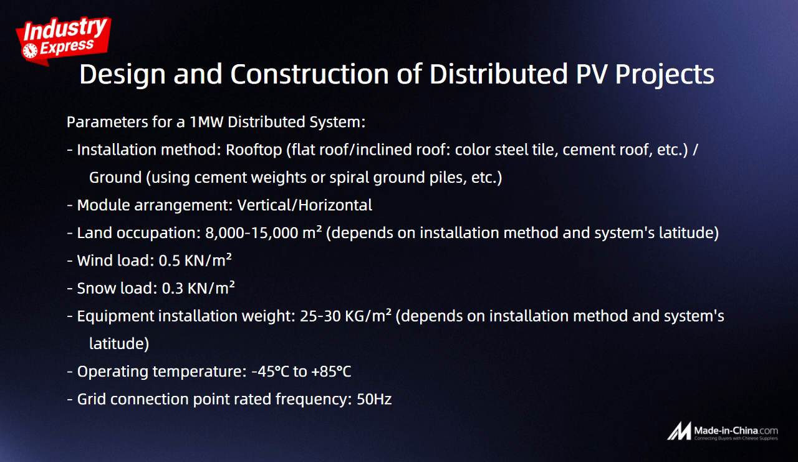Design and construction of distributed PV projects. Parameters for a 1 MW distributed system. Installation method: rooftop, ground, modular arrangement, vertical, horizontal. Land occupation, 8,000 to 15,000 square meters. Wind load, 0.5 kN per square meter. Snow load, 0.3 kN per square meter. Equipment installation weight, 25 to 30 kg per square meter. Operating temperature, -45 to 85 degrees. Grid connection point rated frequency, 50 Hz.